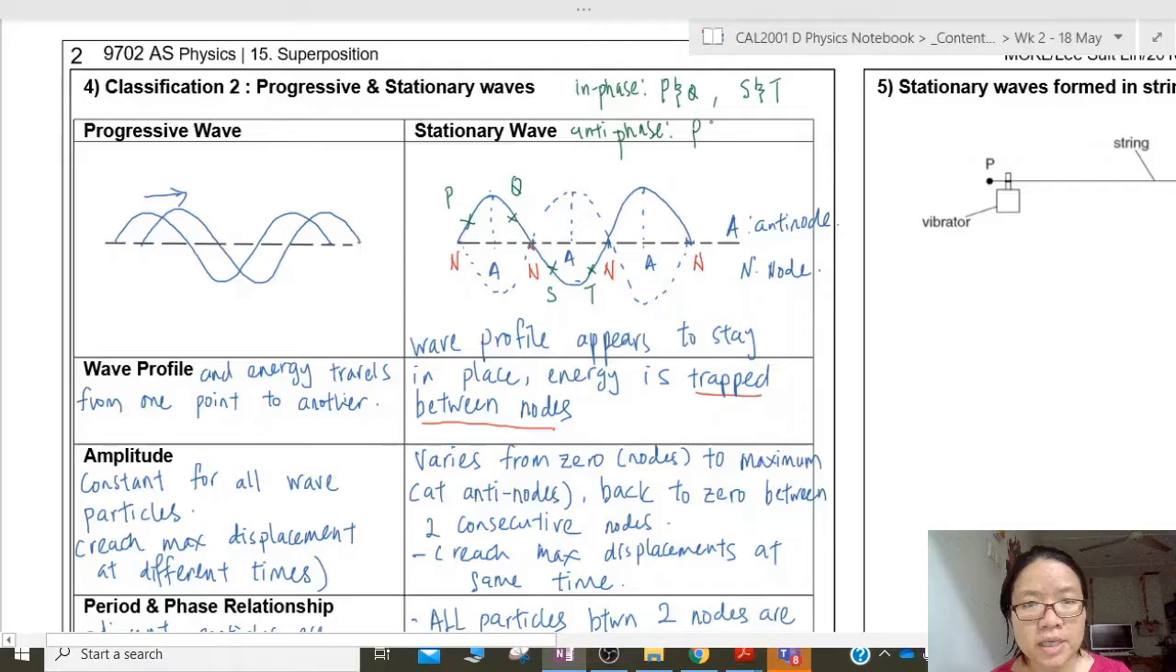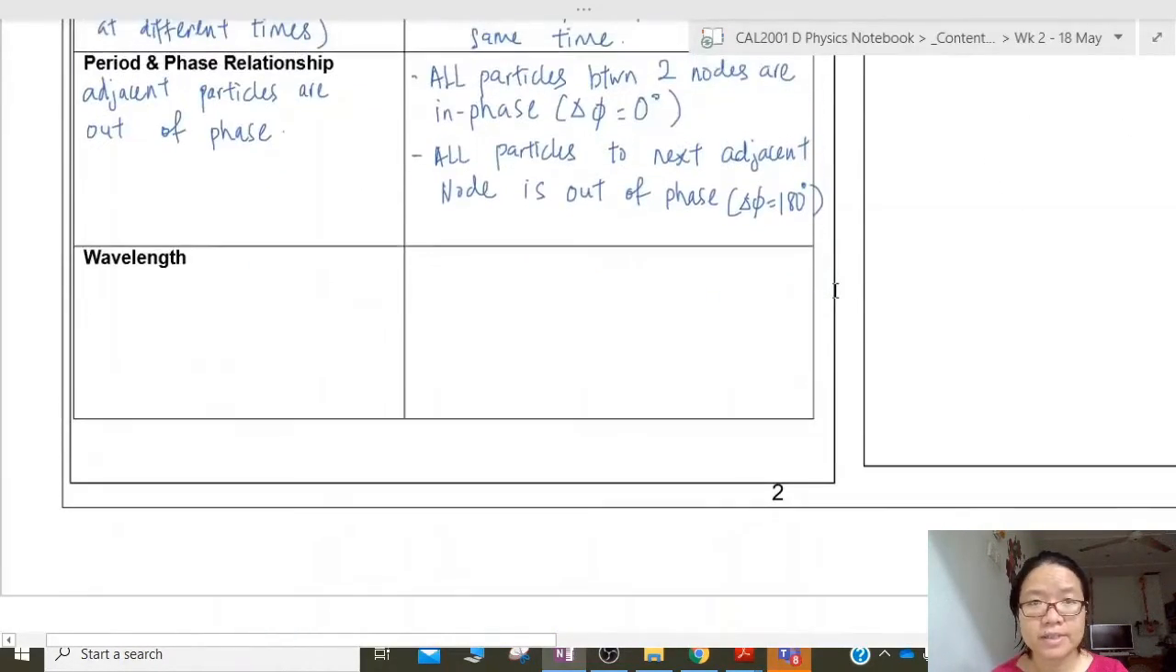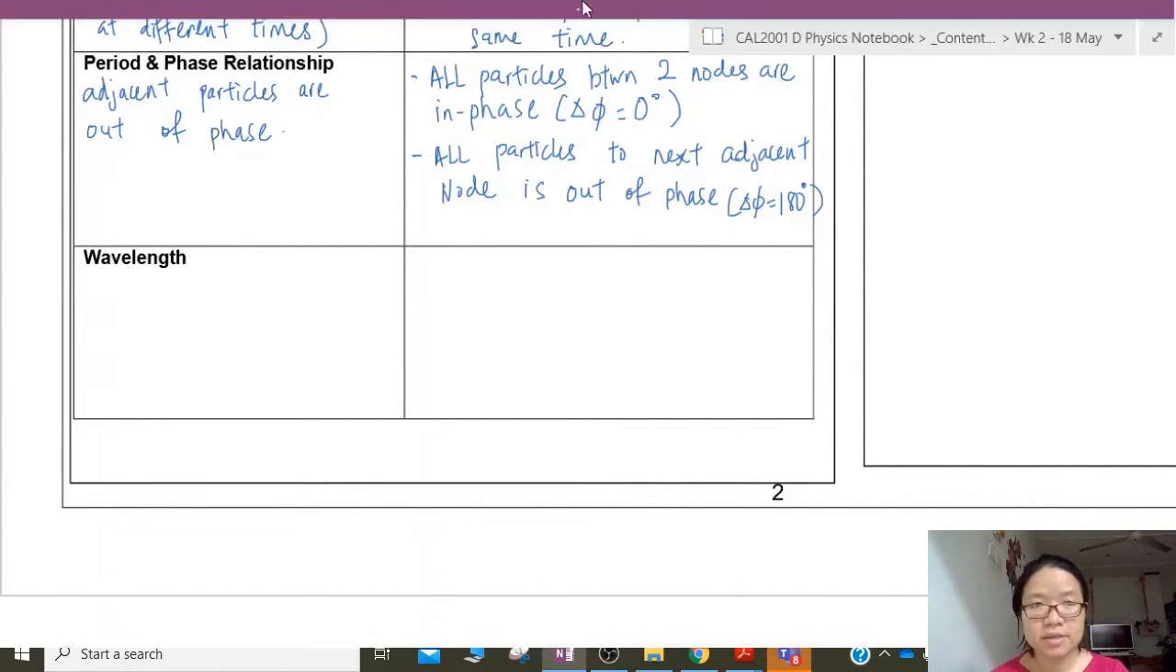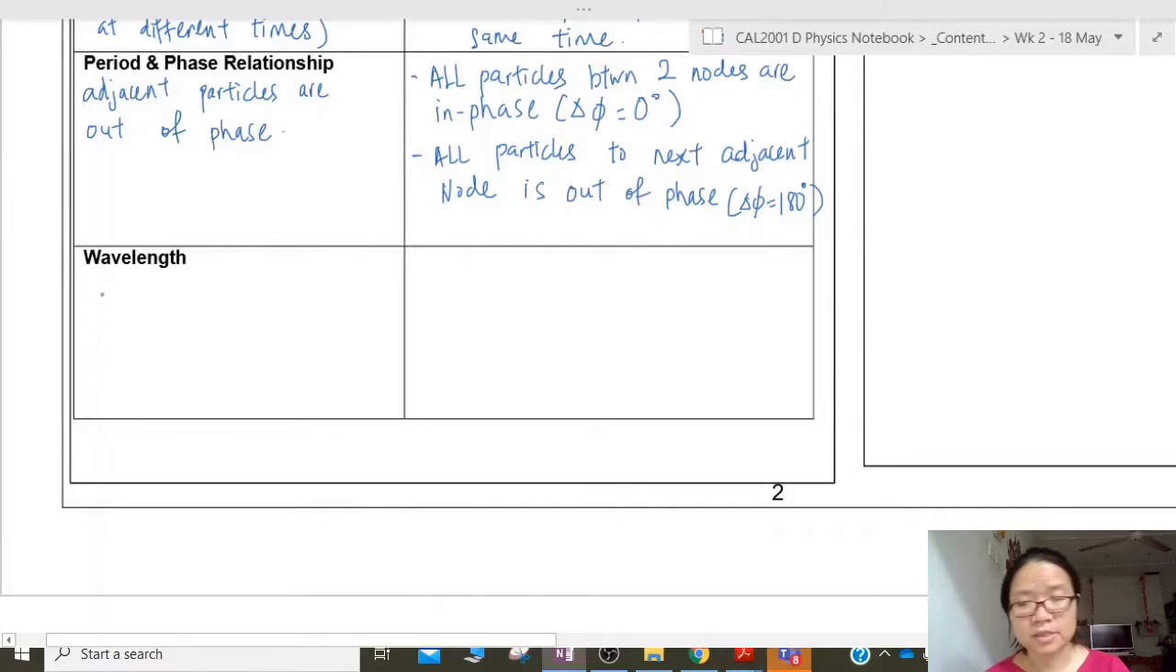Antiphase will be P and S. P and T also can. Q and S also can. As long as you are taking the neighbor's particle. When I say neighbor, I mean the neighboring nodes. This is what I mean by the next adjacent node is out of phase, because one side will go up, the other side will come down. Hopefully later when we look at waves on the string in an experiment, it will be clearer to you.